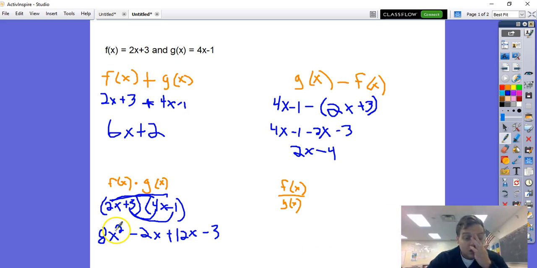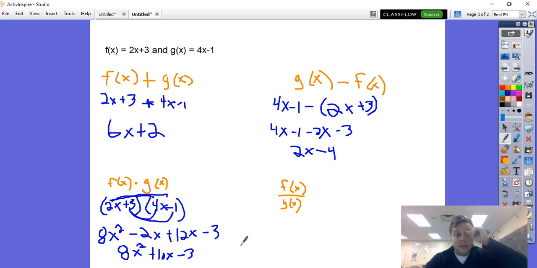All right, so we look here and we say, what are the like terms I can put together? Well, I have 8x squared. Then I can put negative 2x and positive 12x together, and that gives me 10x. And then I just say minus 3. And that's it. That's all there is to it, because we're not solving, we're not doing anything like that right now. We're not even evaluating. We're going to evaluate here in a second. But we're not even evaluating at this point in time. We are simply multiplying.